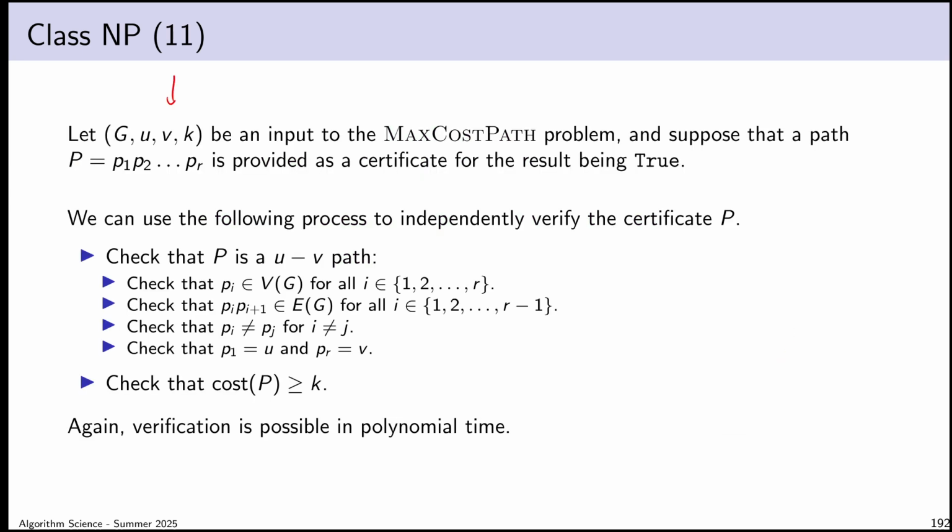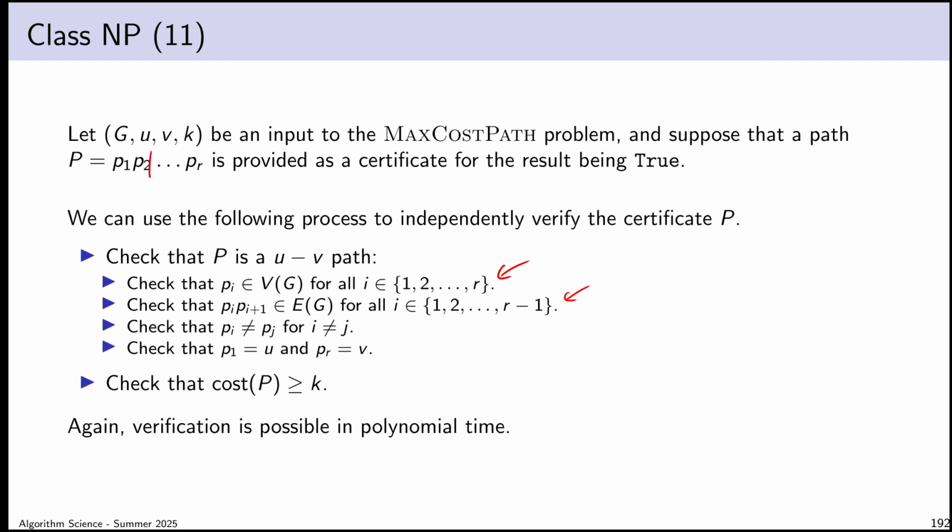Okay, so here is the input to the max cost path problem, and suppose that somebody hands me a certificate that looks like this, a path in the form of a list of vertices. To verify that, I want to check everything. So I do want to check that the cost of the path is greater than or equal to K, but first I'm going to check that we actually have a path, because otherwise I don't care what its cost is. So how do I know that I have a path? Well, first, every vertex along the path has to be an actual vertex of the graph. That's condition number one.